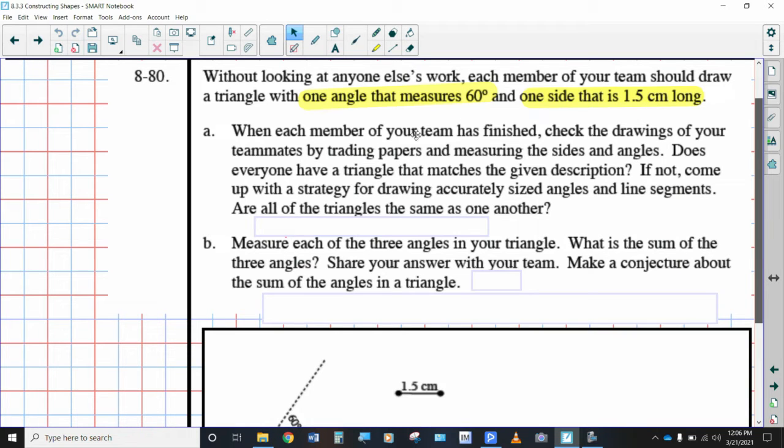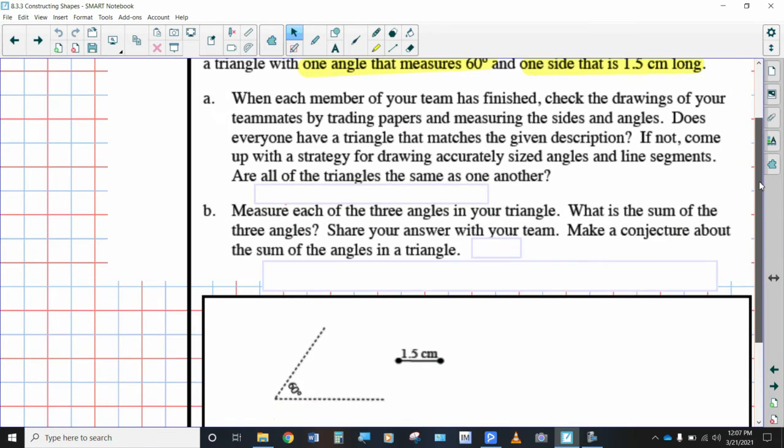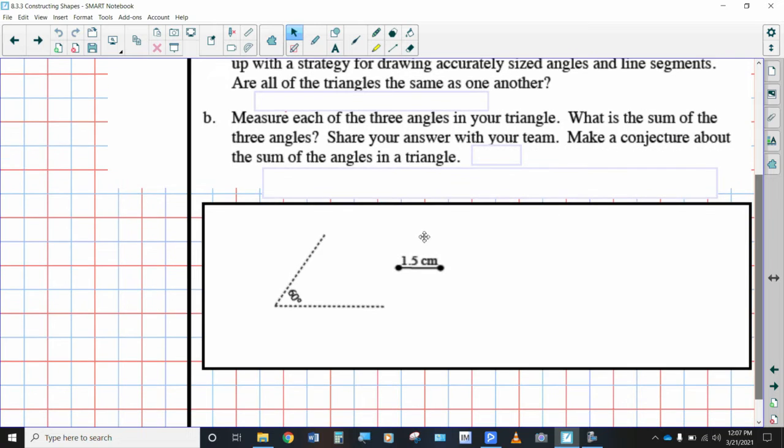Okay, then it says when each member of your team is finished, check the drawings of your teammates by trading papers and measure the sides and the angles to make sure they did it correctly, right? Does anyone have triangles that match the given description, or does everyone? And if not, come up with a strategy for drawing accurately sized angles and line segments. Okay, so you obviously can't do that. So let's just, how would we go about doing this?